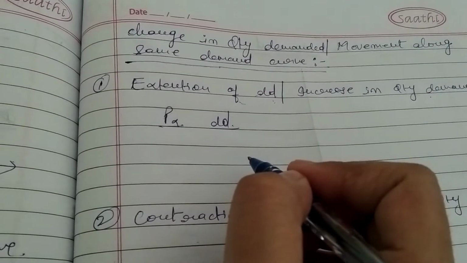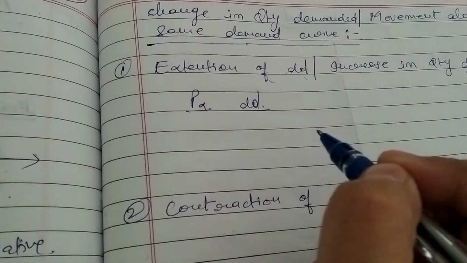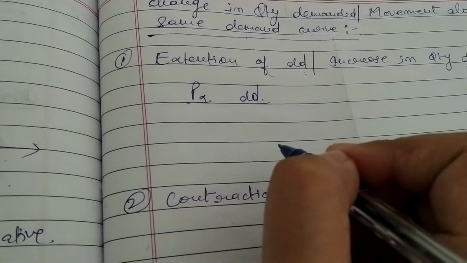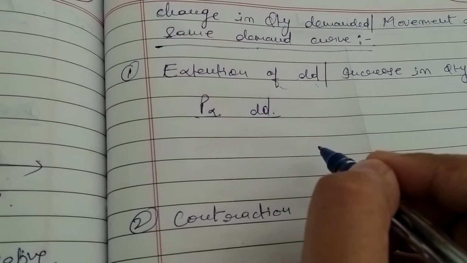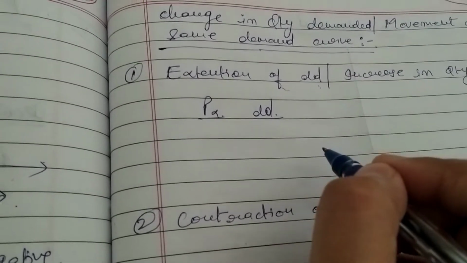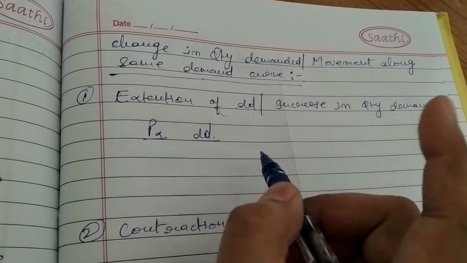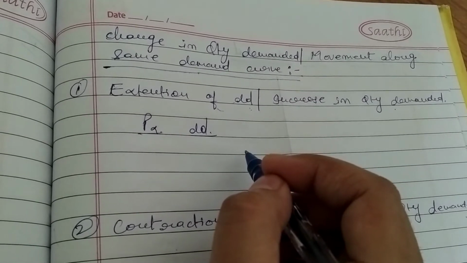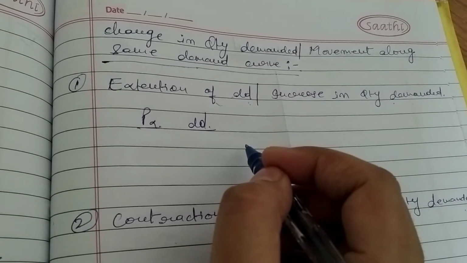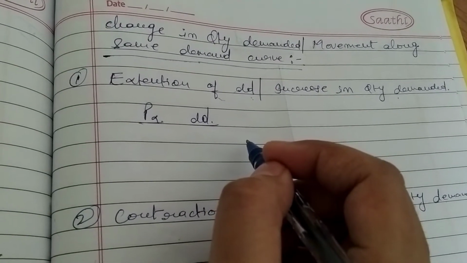Extension of demand means when demand for a commodity changes due to change in price of the commodity, other factors remaining constant, so it is treated as a change in quantity demanded. So whenever there is a change in quantity demanded due to change in the commodity's own price, it is known as change in quantity demanded. In that condition, we assume that other factors which affect the demand remain constant.